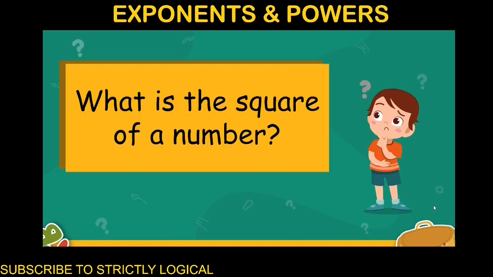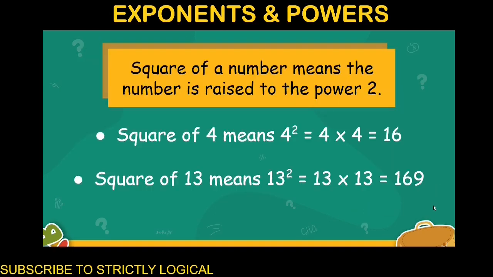Now let's see what is the square of a number. Square of a number means that number is raised to the power 2. For example, square of 4 means 4 to the power 2. That means 4 needs to be multiplied by itself 2 times. That is 4 into 4, 16. Square of 13 means 13 into 13. That is equal to 169.